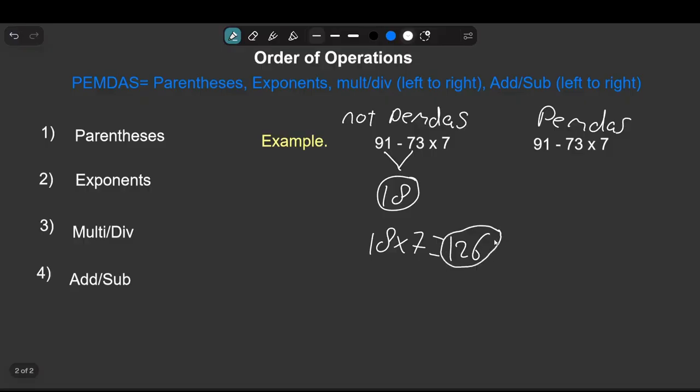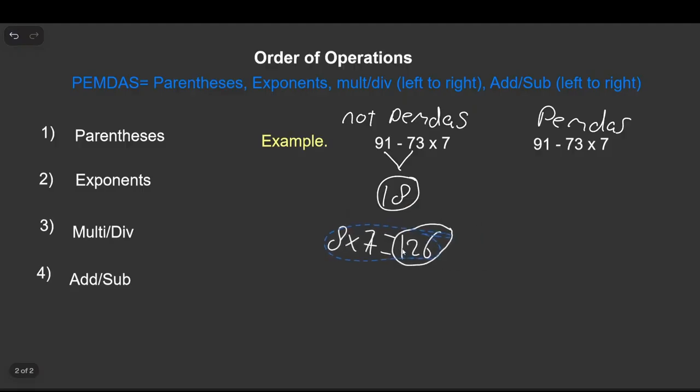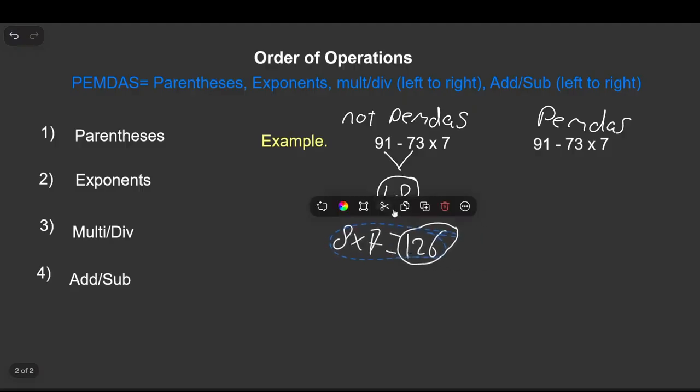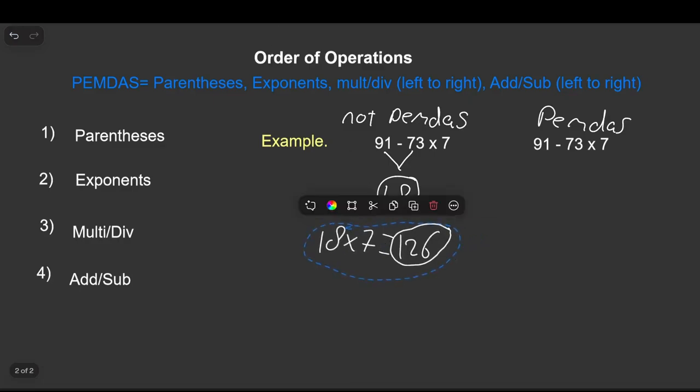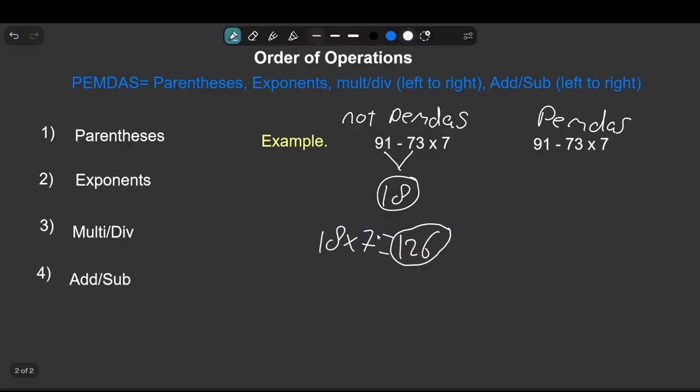Now I'm going to show you why this is completely wrong and why the order of operations is so important. My bad guys, I'm trying to move it to the left so we have enough space for the second example. So I'm going to show you why this is very important to know and not mess up.